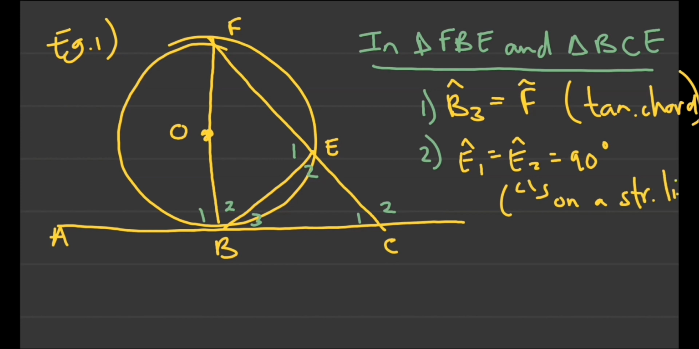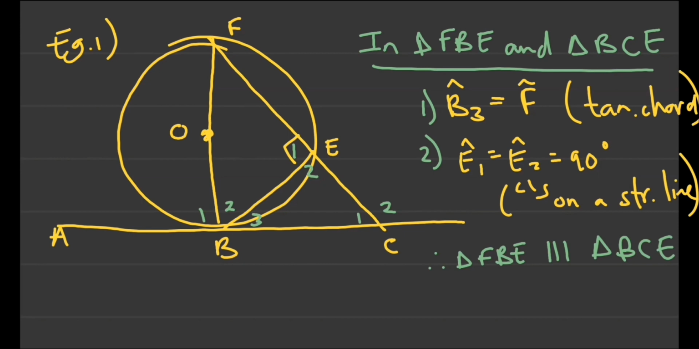Remember in the previous question, we already said that E1 is 90 degrees. And we gave a reason for that also. We said angle in a semicircle. But now that we know that E1 is 90, that means that E2 is also 90 because they are angles on a straight line. Okay, so now I'm going to say, therefore, triangle FBE is, no, not is equal, sorry, is similar to triangle BCE.